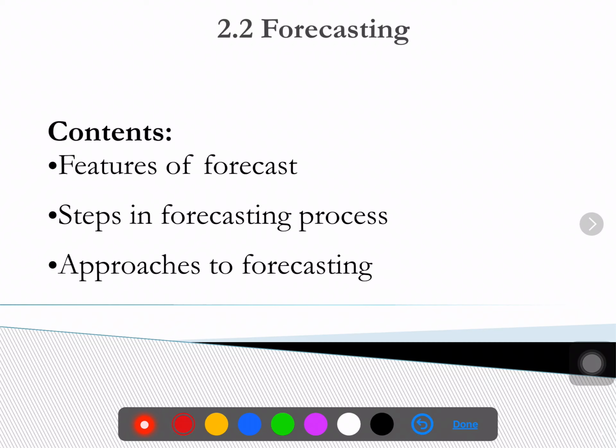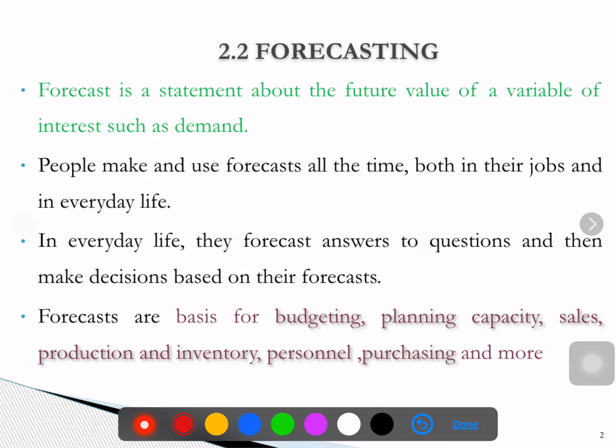In the previous class we saw the first part of the second chapter, and today we will see the second part, which is forecasting. In this part, first we'll see the features of forecasts, then the steps in the forecasting process, and we'll also see approaches to forecasting. So first, let us define what forecasting is.